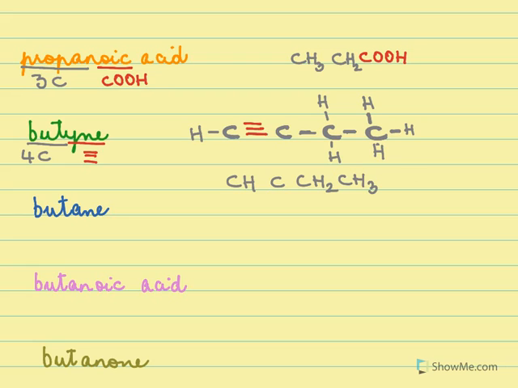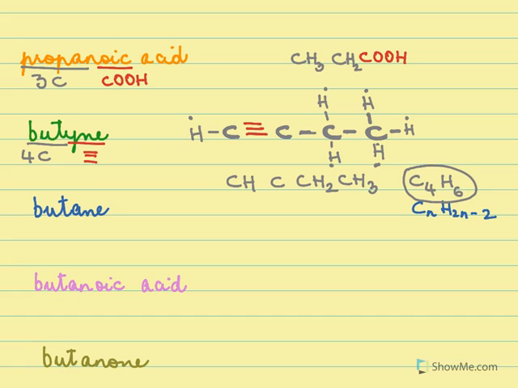This is butyne. If you write it here, there are 4 carbons, and the hydrogens are 1, 2, 3, 4, 5, 6. So 6. It will have the general formula CnH2n minus 2. This is the formula of butyne, a 4 carbon compound with a triple bond.